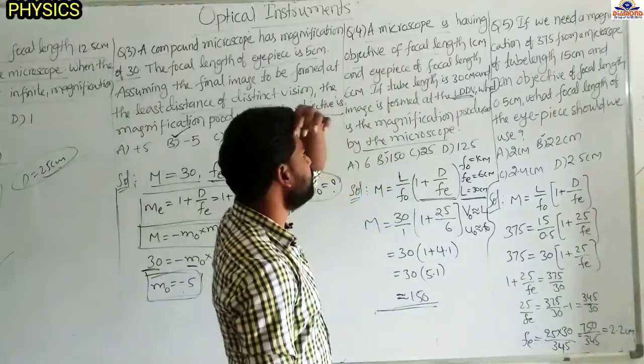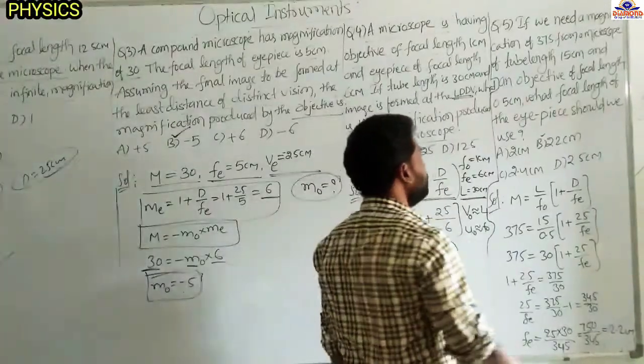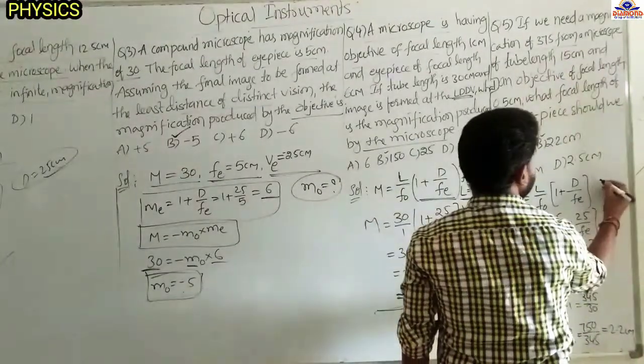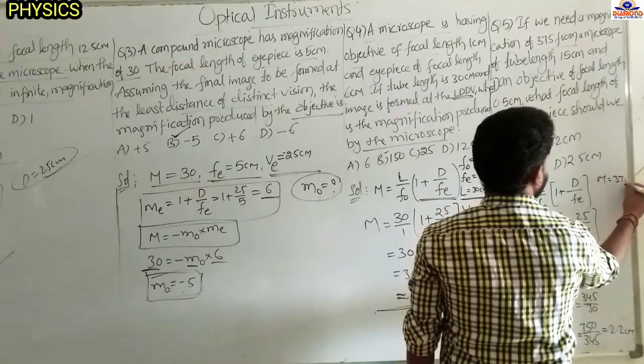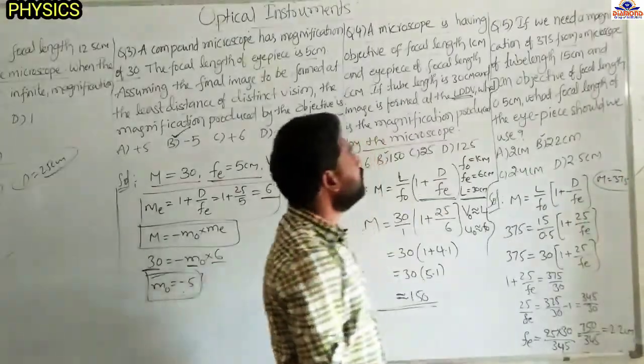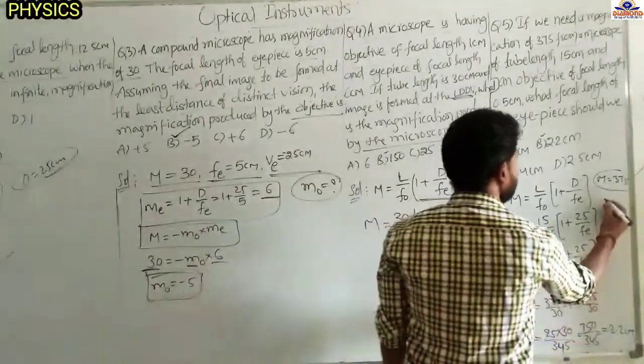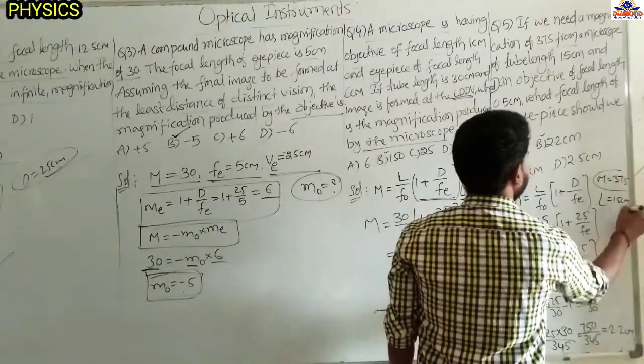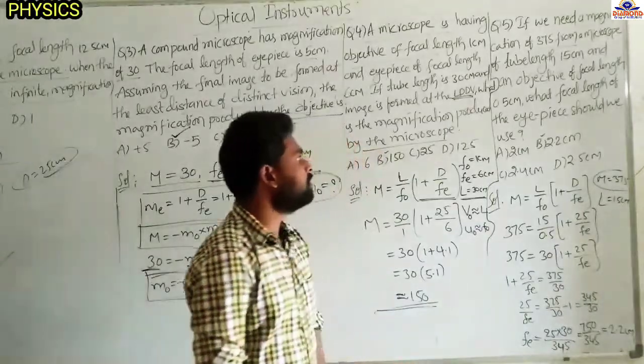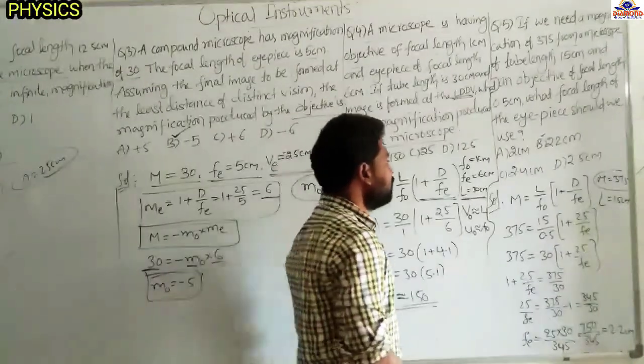And the next question: if we need a magnification of 375, M equal to 375, from a microscope of tube length 15 centimeters, tube length L equal to 15 centimeters, and an objective of focal length 0.5 centimeters.